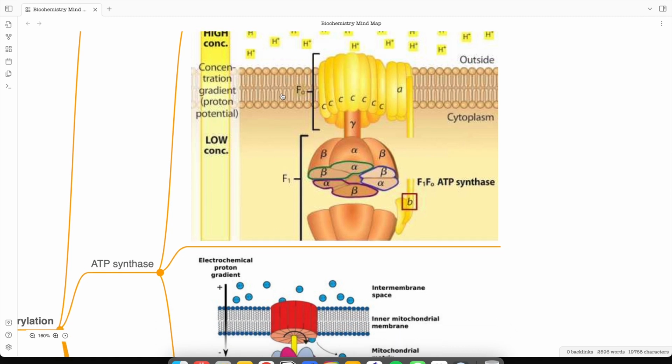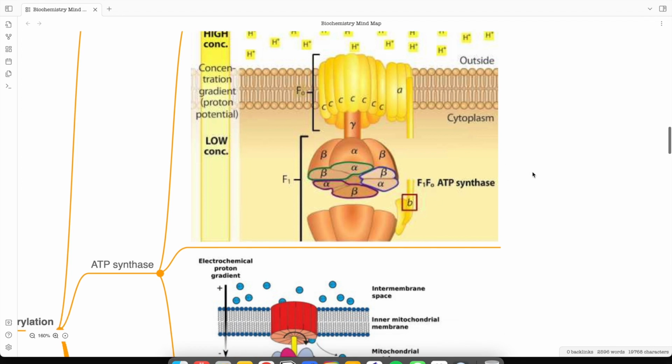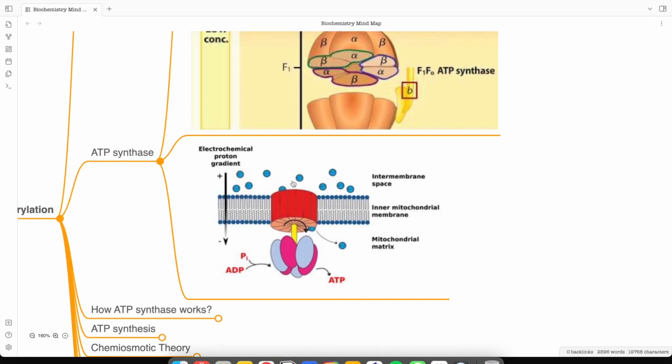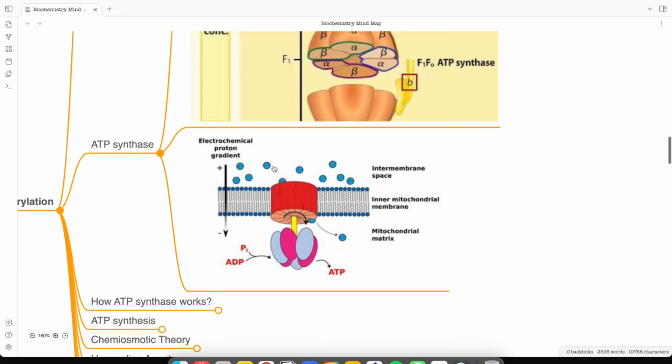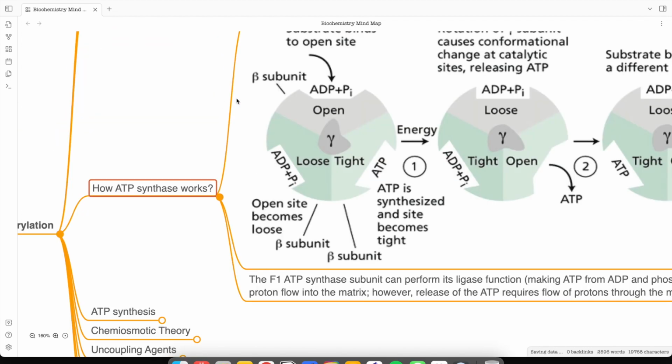Both of these, acidic outside and basic inside, and more positivity outside and less positivity inside, form the electrochemical proton gradient. And this electrochemical proton gradient is very much needed for converting ADP and Pi into ATP. So this is the overall structure. Hope you find it easy. So this is ATP synthesis, and next we'll discuss how ATP synthesis works.